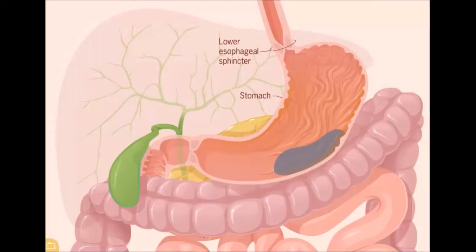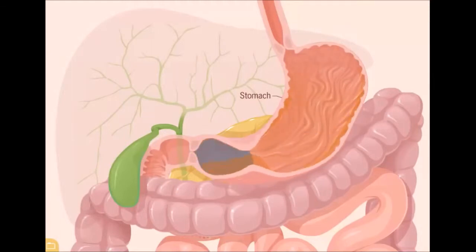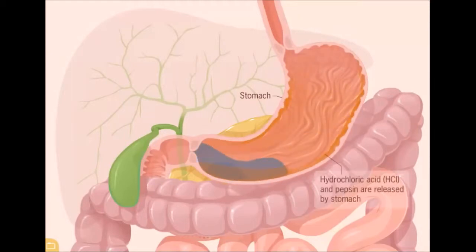The stomach is divided into anatomical regions: the cardia, fundus, body, and antrum. The muscular outlet of the stomach is called the pylorus. The surface of the lumen is covered in folds called rugae. Peristaltic contractions continue in the stomach, churning and mixing the food bolus with hydrochloric acid and the digestive enzyme pepsin.